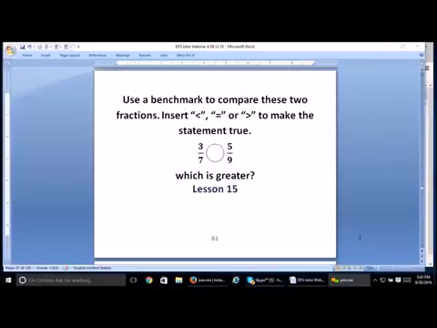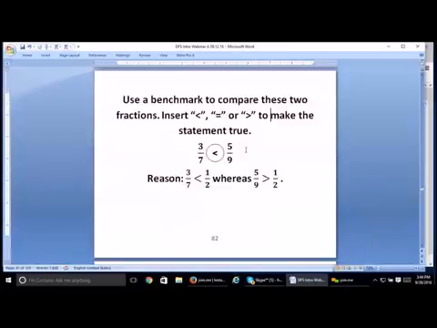Less than, equal, or greater. Okay, I'm getting the answer of less. So let's see, half of 7 is 3.5. So 3 is less than that. Half of 9 is 4.5. So this is more than that. It looks like the answer is going to be less. Very good. Congratulations.